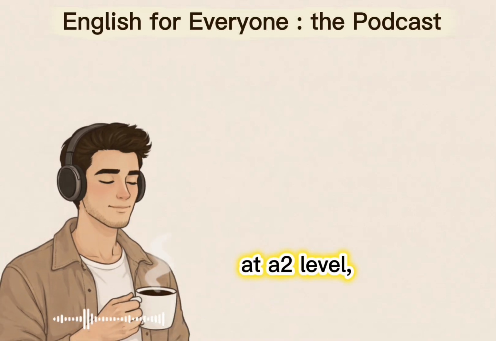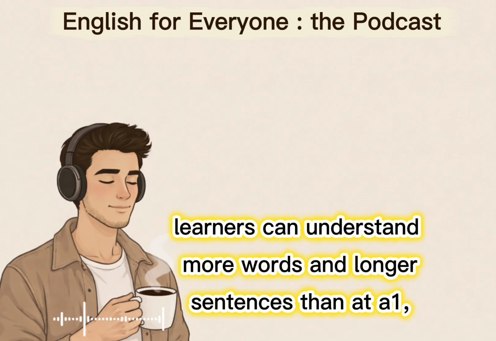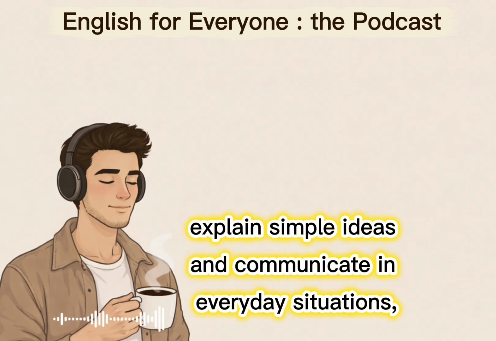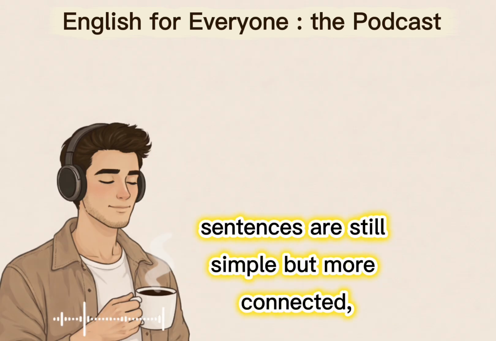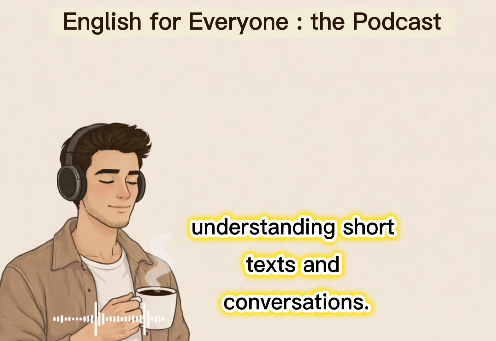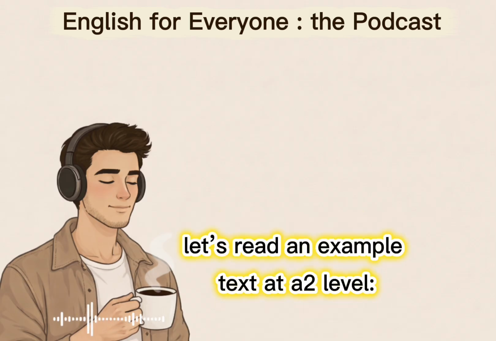At A2 level, learners can understand more words and longer sentences than at A1. They can describe experiences, talk about plans, explain simple ideas, and communicate in everyday situations. Sentences are still simple but more connected. Vocabulary grows and learners feel more comfortable understanding short texts and conversations. Let's read an example text at A2 level.